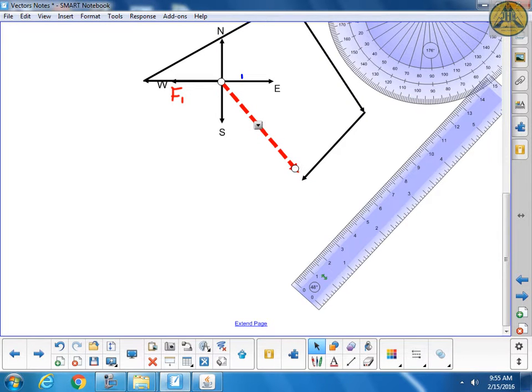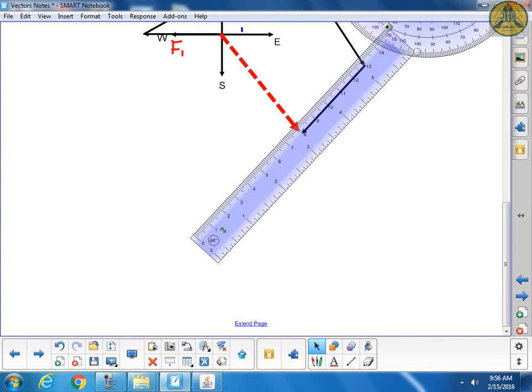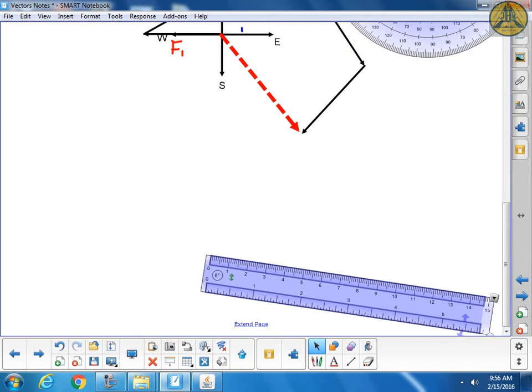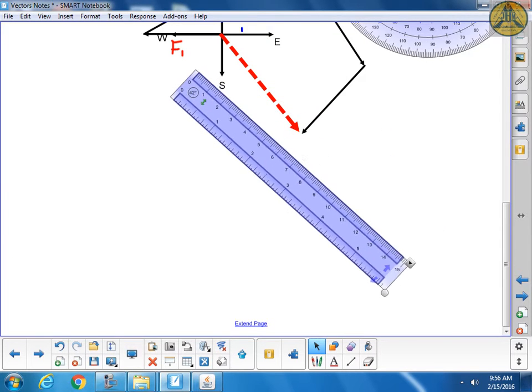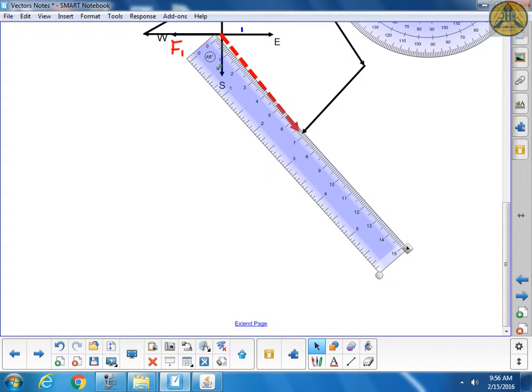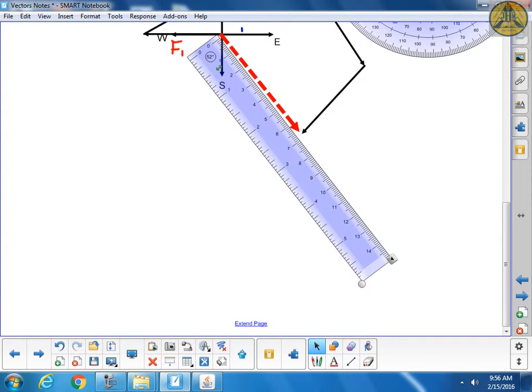So on mine, it's going to be a little bit different than yours, possibly. I get east 52 degrees south, and it's about 6.5 centimeters long. So 6.5 times 5, is that 32.5 newtons? So my resultant force, which is net force, is 32.5 newtons. It's east and then 52 degrees towards the south.